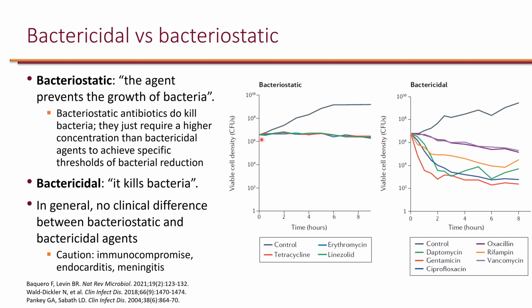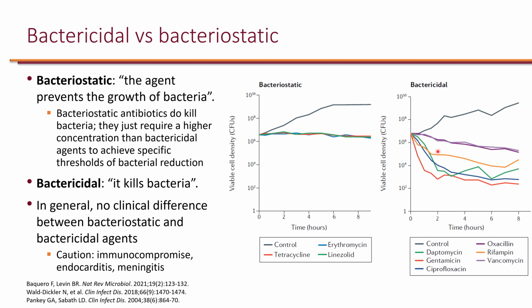And if you give antibiotics, it will essentially prevent the growth. So that's what bacteriostatic means, and some examples include tetracycline, erythromycin, and linezolid. If you give any of these bacteriostatic agents, it will essentially prevent the growth. Okay, so it's essentially preventing the growth.